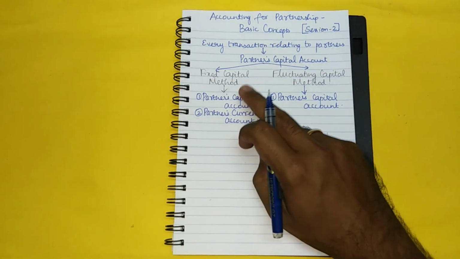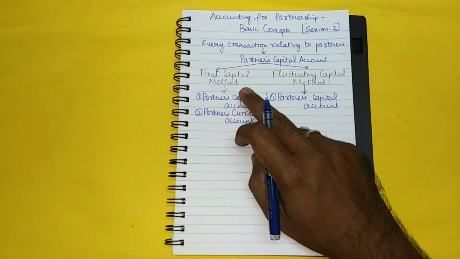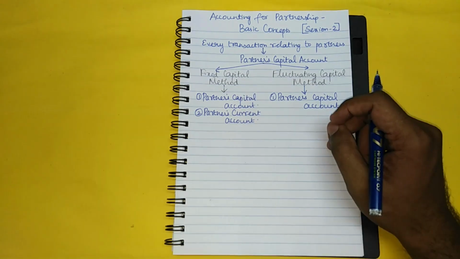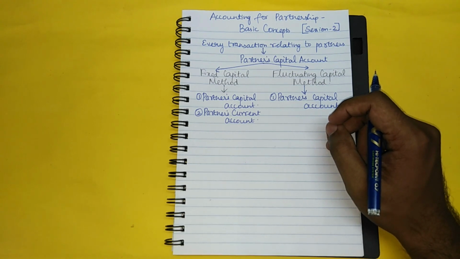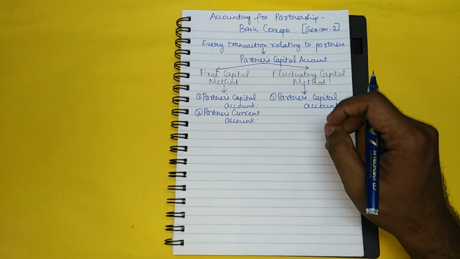First, let us learn about the fixed capital method. Under this method, the partner's capital account remains unchanged unless additional capital is brought in by the partners or capital is withdrawn by the partners. Now, you will ask me, sir, in the beginning you told that all transactions that relate to a partner must be recorded in the capital account, and now you are telling that only when there is an addition or deduction does the capital account change. Then, where will the rest of the transactions relating to partners be recorded?